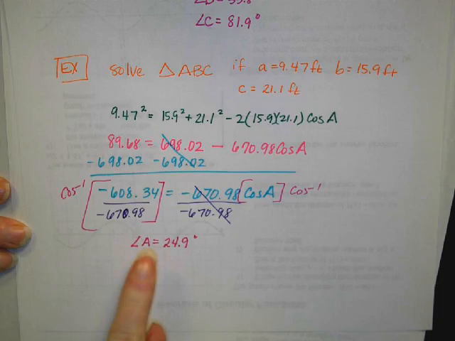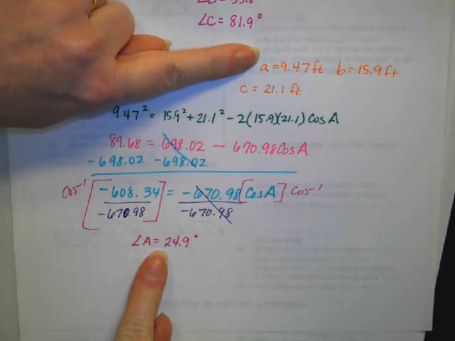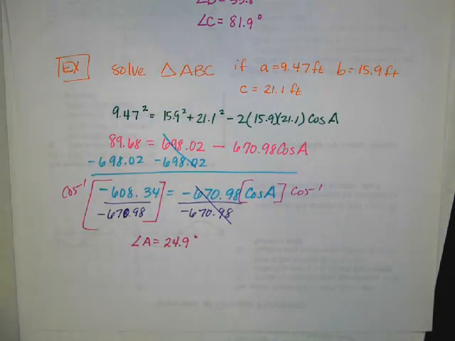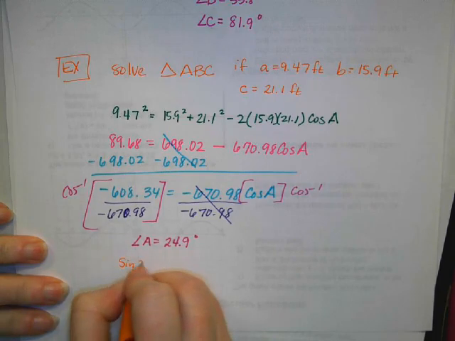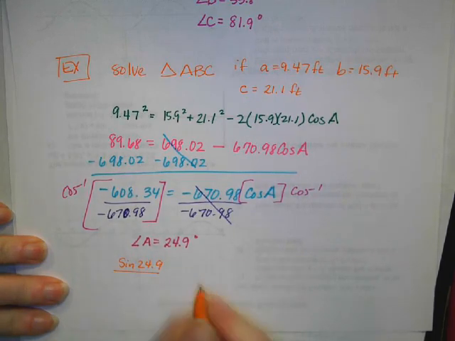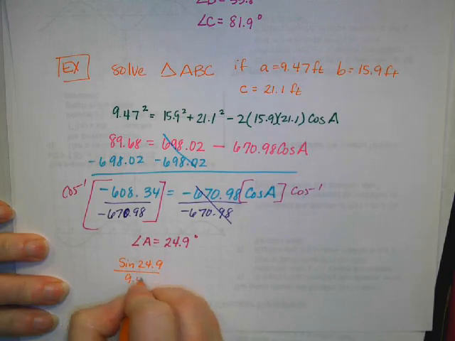Now that I have an angle and a side, I can use law of sines to find my other angles. So I'm going to do sine of 24.9 over 9.47.